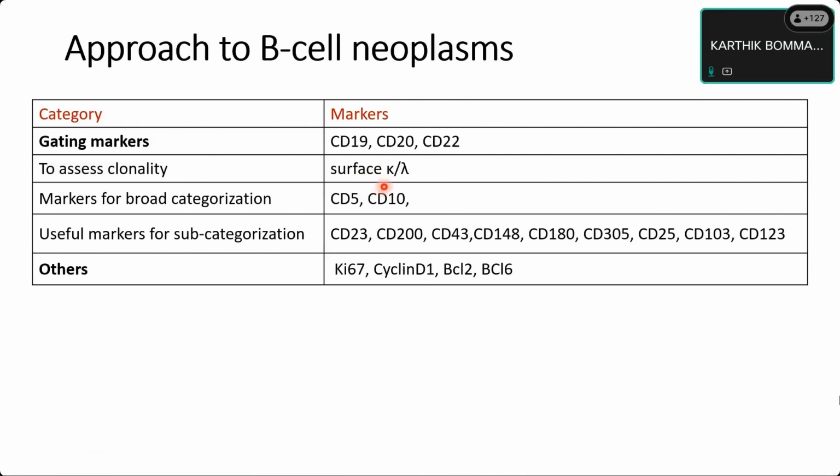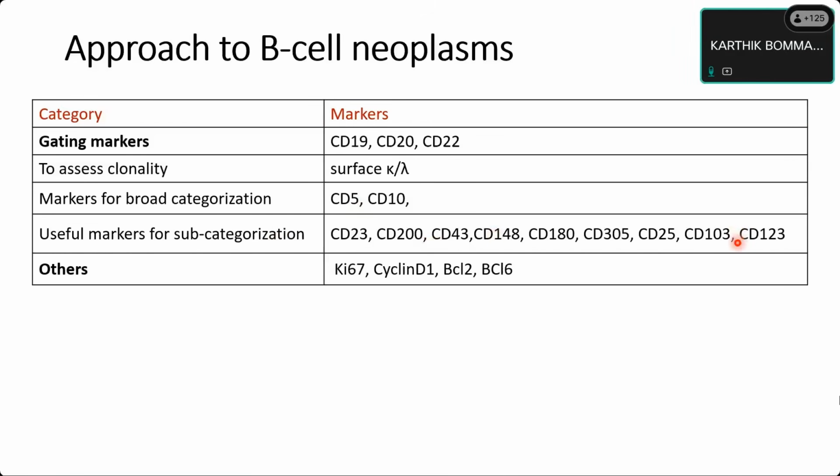Okay, once you identify that these cells are clonal, either because of kappa expression or isolated lambda expression, then you have to broadly categorize them based on the expression of CD5 and CD10. This is a broad overview I'm giving; I'll go step by step in subsequent slides. So first identify the B cells, then identify as clonal or non-clonal, and then to broadly categorize, you can categorize them based on the expression of CD5 and CD10, right? And once you do this, then you can use certain markers for subcategorization, like a big list.